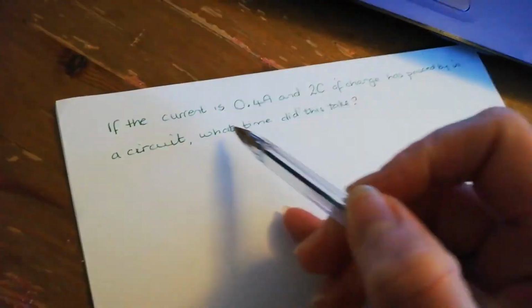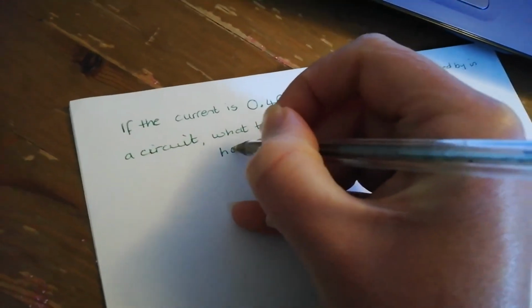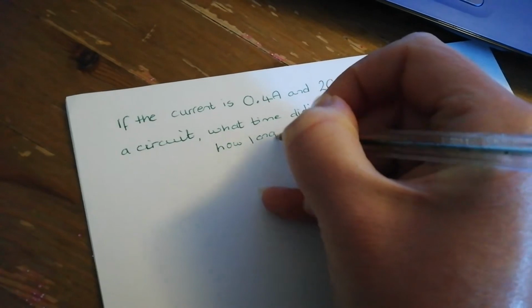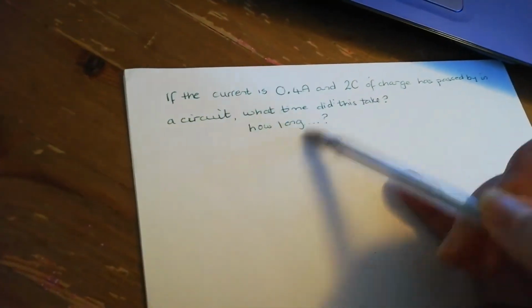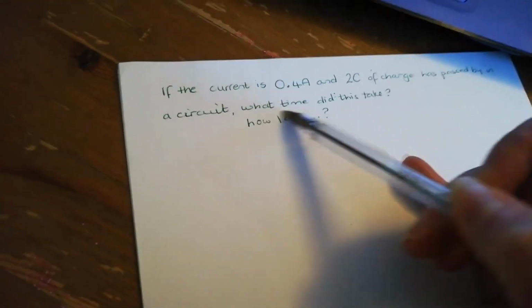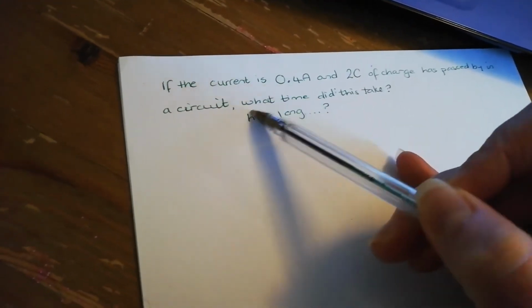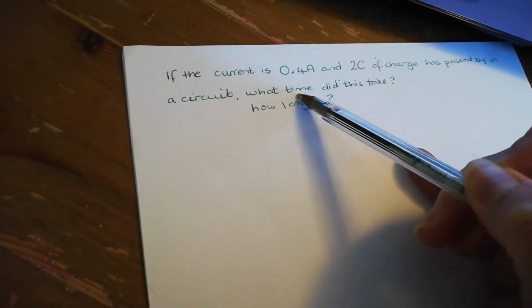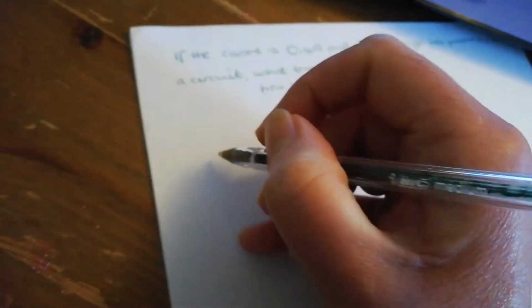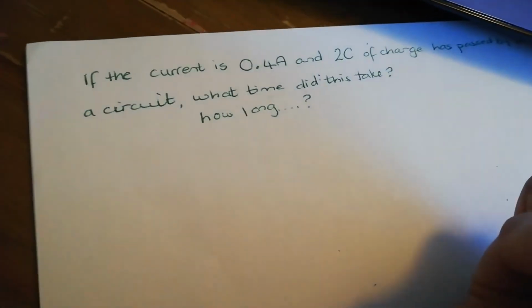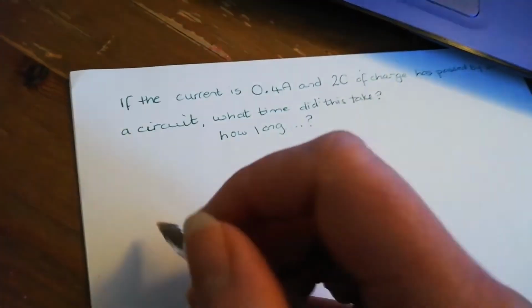Now, usually a question won't ask you what time did this take. It will ask you how long did that take, or it might just say how long. It words it using that phrase, but in different ways, how long. And often that throws pupils and they don't realize that they're actually looking for time. So do bear that in mind. How long is time? Unless it's length, but that would be very clear.